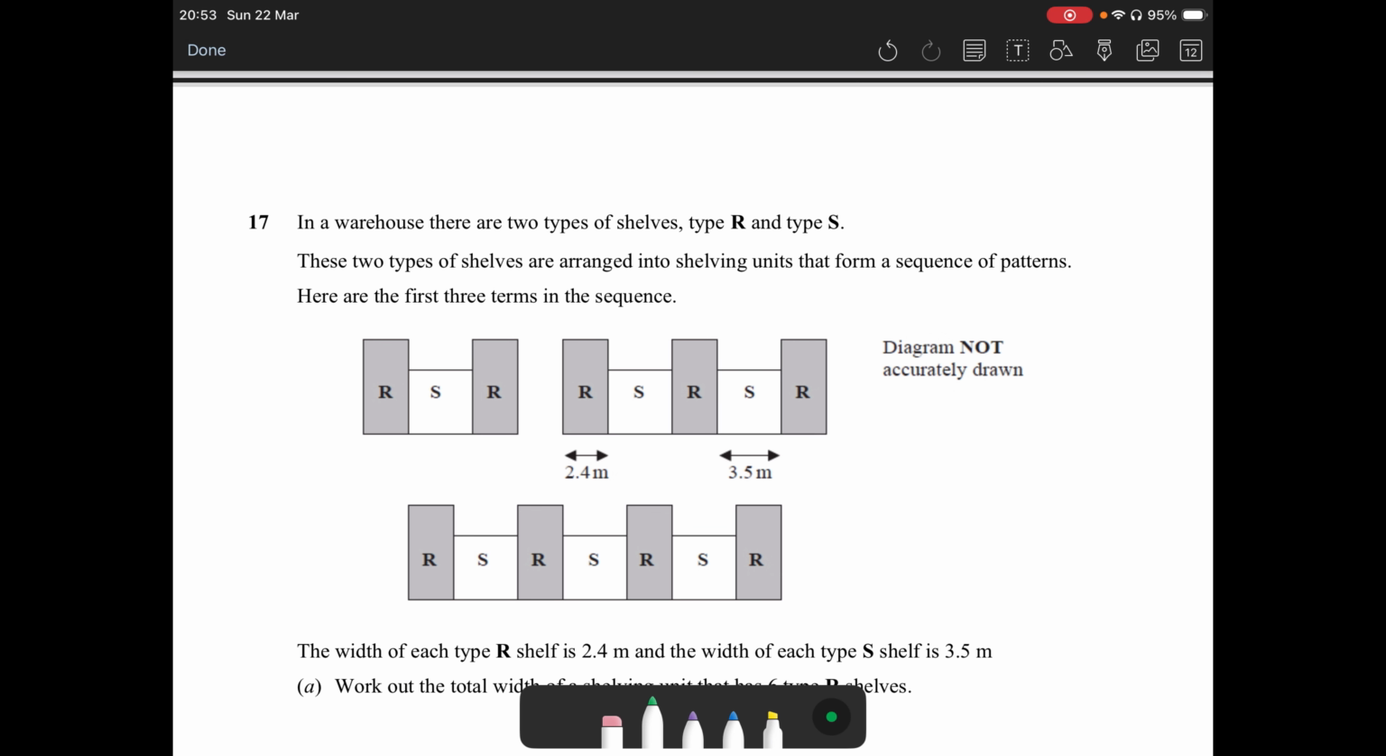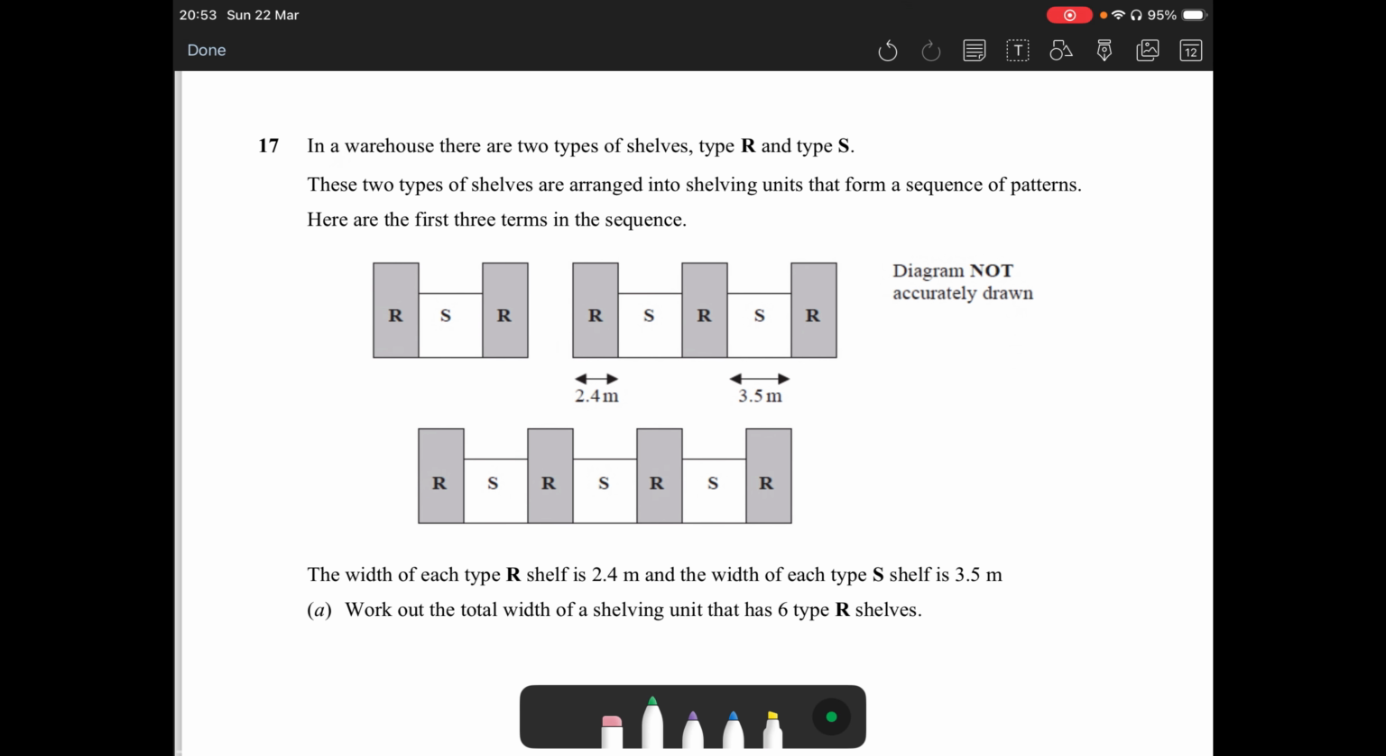Right, number 17. Okay. We've got to do some shelving. The Jeffrey Bezos special. So, two kinds of shelves, R and S. You've got a sequence of patterns. So here are the first three terms. Basically, the smallest possible shelf always starts with an R and always ends with an R. And obviously, for every S, there's a gap in the middle.